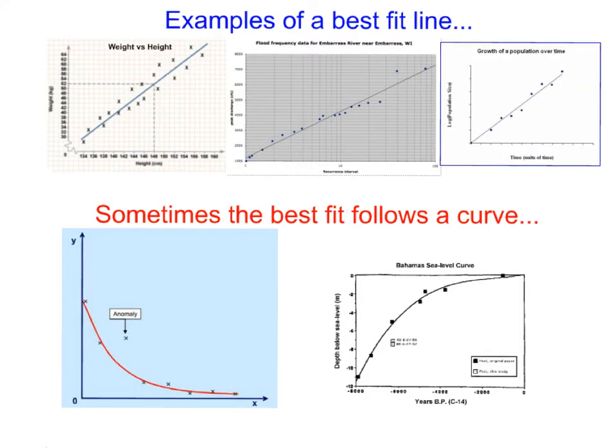So back to this idea of a best fit line. Here are just some examples on different graphs. You can see that the plots here are put as x's, and the point where that x intersects is the point.